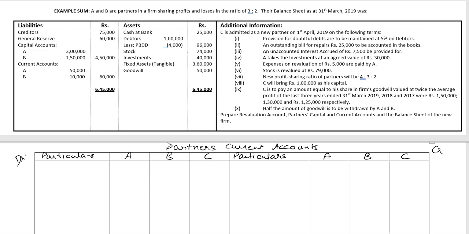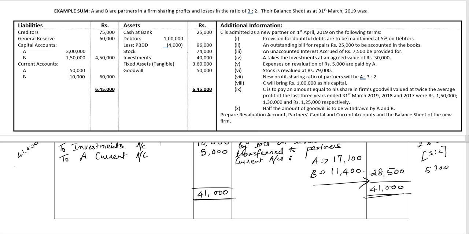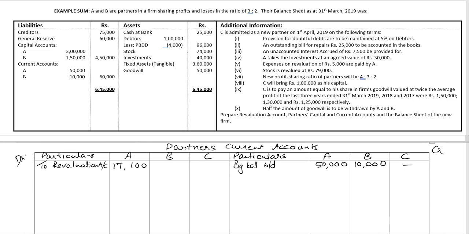We'll begin by bringing down the balance of the current accounts of A and B by balance brought down. 50,000 in the case of A and 10,000 rupees in the case of B. We'll bring down the loss on revaluation to revaluation account. As per the revaluation account, it's 17,100 for partner A and 11,400 for partner B.